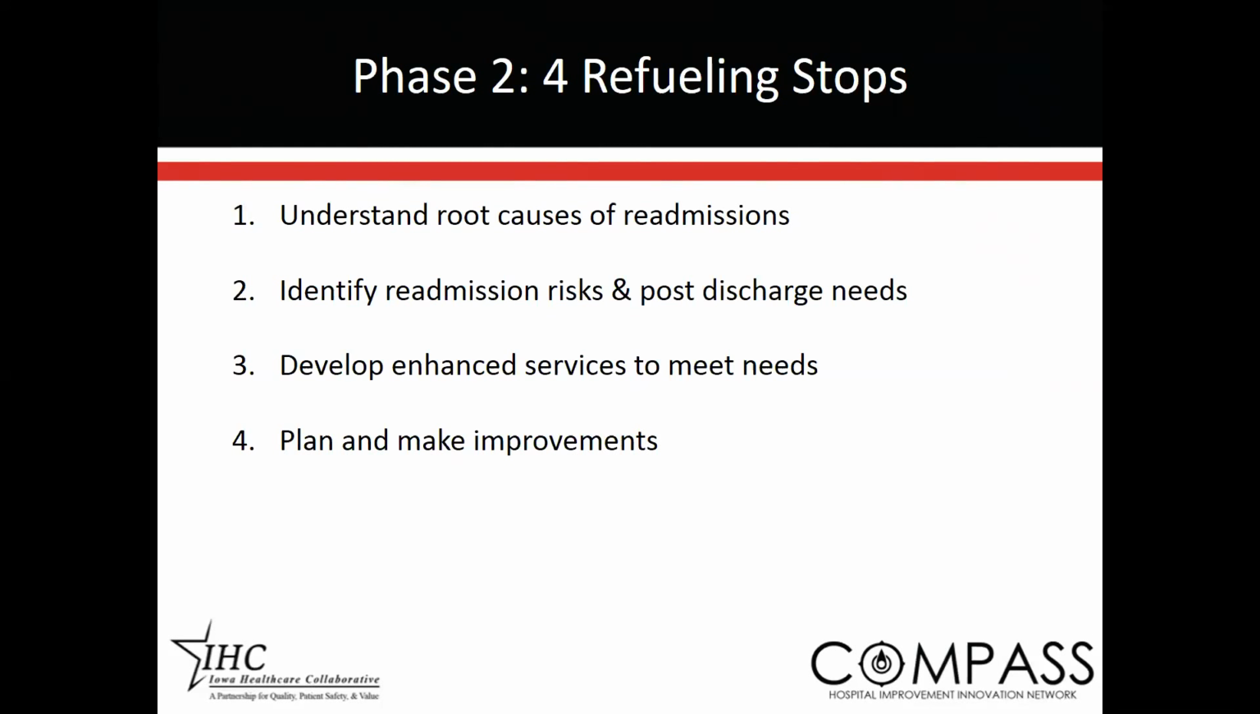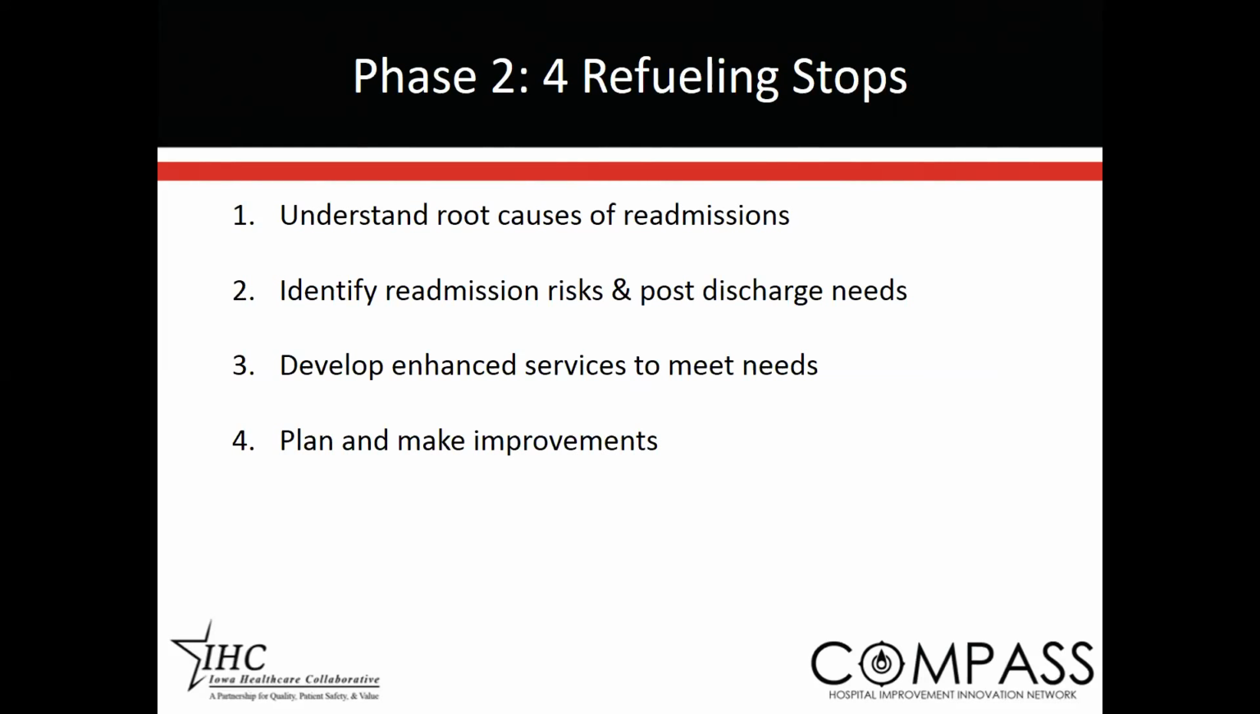So the 4 new refueling stops for today and this phase 2 are: number 1, really work to understand the root causes of readmissions. One thing that we do is we talk about diseases, or we talk about self-management, or we talk about appointments, or we talk about teach-back, and those are not actually root causes of readmissions. So I want you to really hang in there with me while we describe understanding why patients come back, and that there's power in understanding the human element as to why somebody came back.